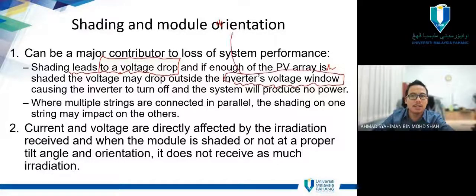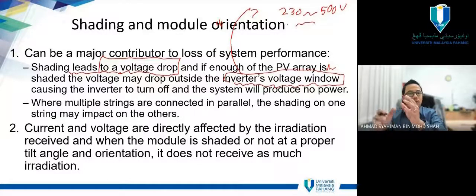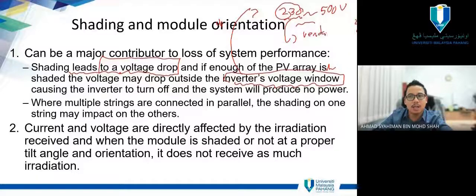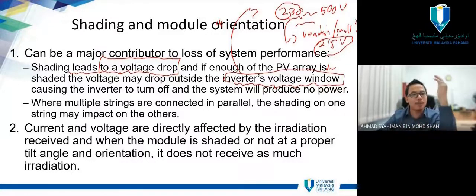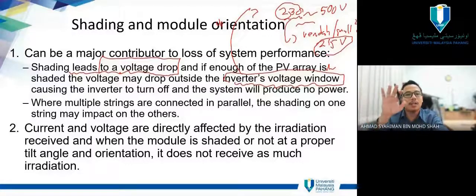Kita dah belajar itu minggu lepas, contoh tu 230 sampai 500 volt, inverter window voltage ataupun MPPT voltage range of the inverter. Kalau tadi drop, maksudnya dia akan rendah. Smaller. For example become 215 because of the unplanned shading, 215 volt, dia tak on pun. Sebab dia tak achieve 230, the inverter will not turn on. The inverter will turn off.